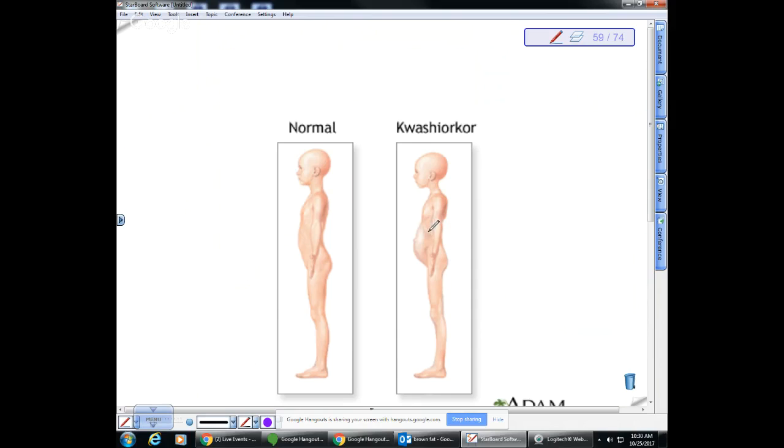And actually, it is also due to an enlarged liver, because the liver has to be used to break down protein. So the liver gets enlarged, and then you do have edema. So you have swelling of fluid buildup in the body cavity. Okay.